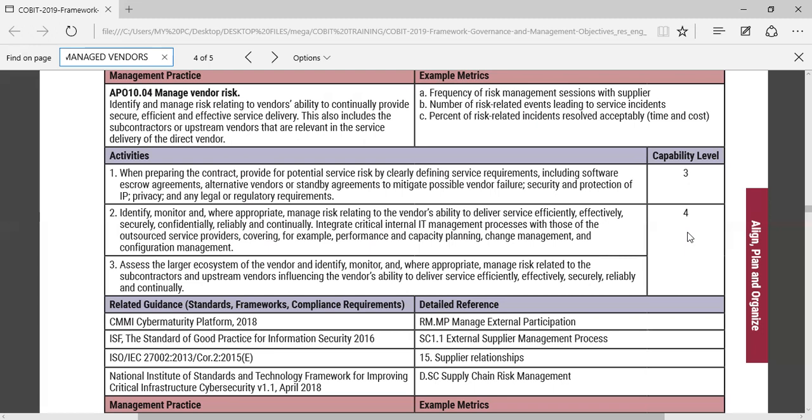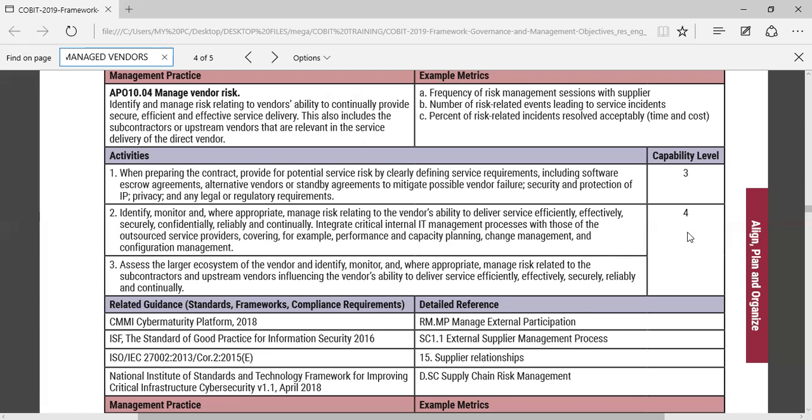Number 3, assess the larger ecosystem of the vendor and identify, monitor, and where appropriate, manage risk related to the subcontractors and upstream vendors, influencing the vendor's ability to deliver service efficiently, effectively, securely, reliably, and continually. So look at the larger ecosystem. So PESTEL will help you, the political, economic, social, technological, environmental, and legal climate of the vendor. You should be concerned. SWOT analysis of the vendor, the strengths, weaknesses, opportunities and threats of the vendor.